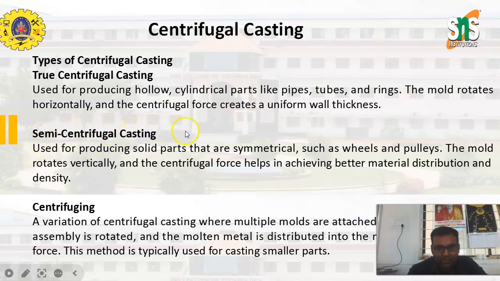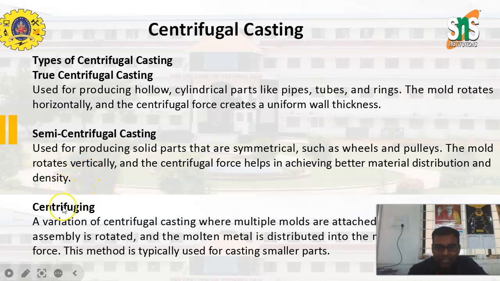Next is the semi-centrifugal casting. It is mainly used for solid parts that are symmetrical, such as wheels and pulleys. The mold rotates in the vertical direction and the centrifugal force helps in achieving better material distribution and density.